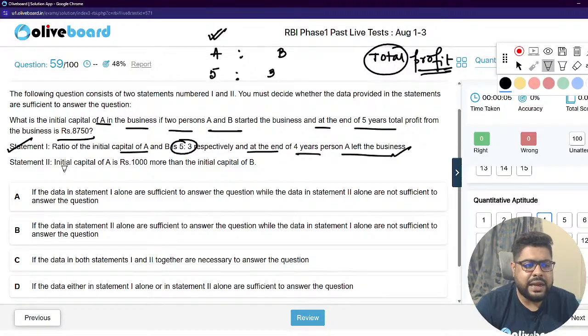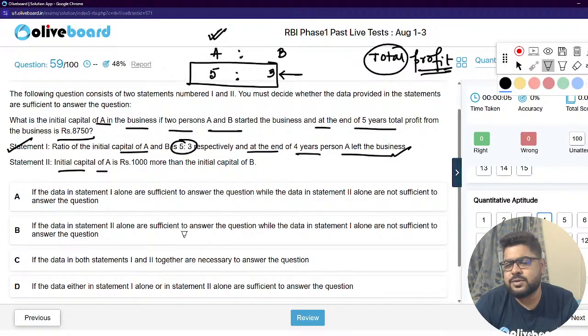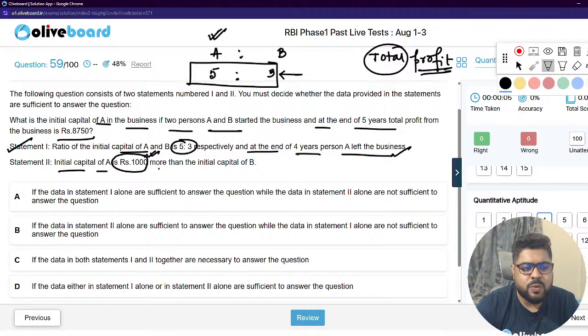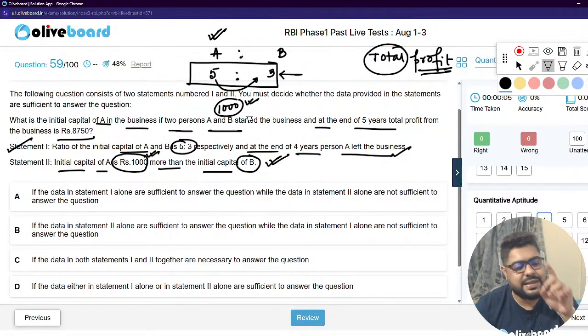But please understand, A and B's initial ratio I know, but whether it was 5,000, 3,000, 500, 300, 50,000, 30,000, we don't know anything about that. So statement 2: the initial capital of A is 1,000 rupees more than the initial capital of B. This information is very much required, sir. That means they are saying this gap is 1,000 rupees.